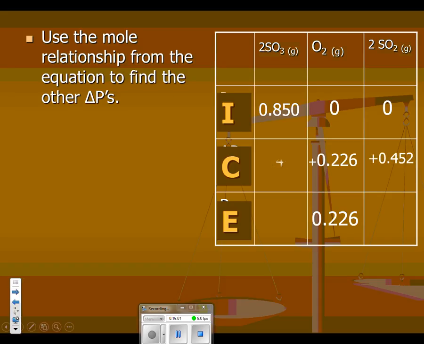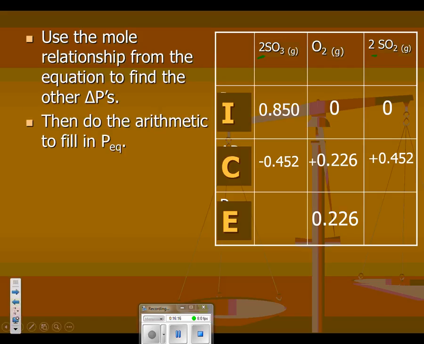Sorry, made this a while ago. So what we do is we look at the coefficients. This is a 1, and these two had 2. So if 1 is this, you times it by 2, and you get the others, then you just add down and get your equilibrium.